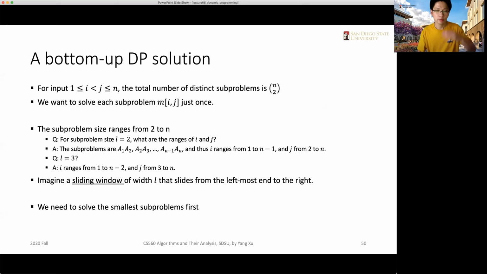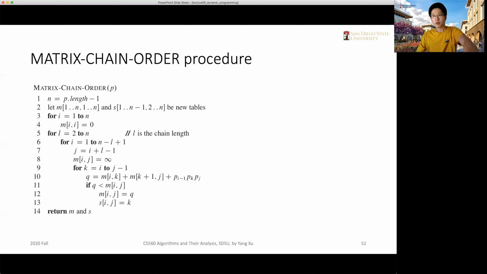All right, so we can imagine a sliding window of width L, okay? And then we need to solve the smallest subproblem first. And L ranges from 2 to N, okay? So let's quickly look at this matrix chain order procedure, okay?